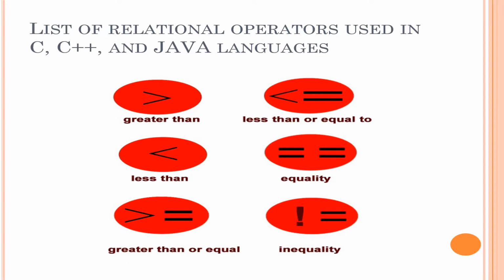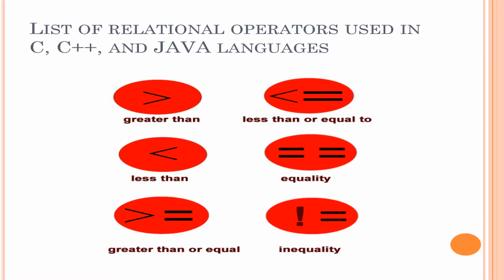The less than operator tests whether the first operand is less than the second operand. The greater than operator tests whether the first operand is greater than the second operand. The less than or equal to operator tests whether the first operand is less than or equal to the second operand. The greater than or equal to operator tests whether the first operand is greater than or equal to the second operand. So, these operators are used to compare the operands with each other in one way or another.